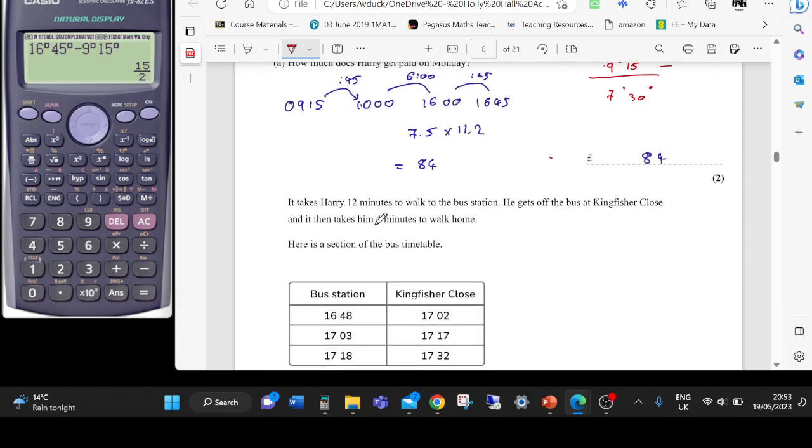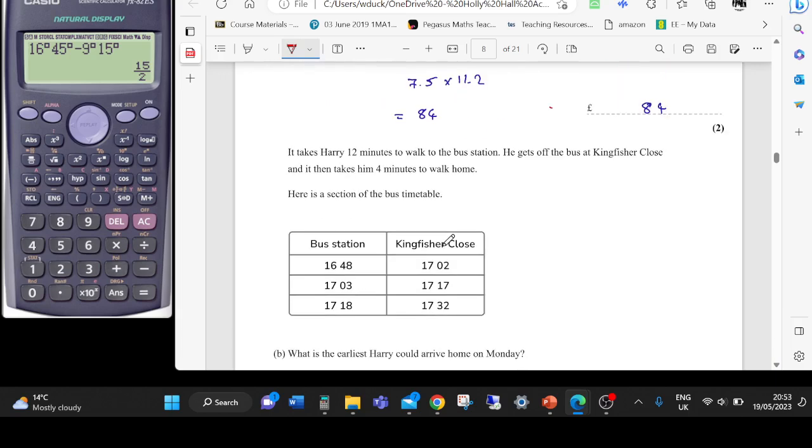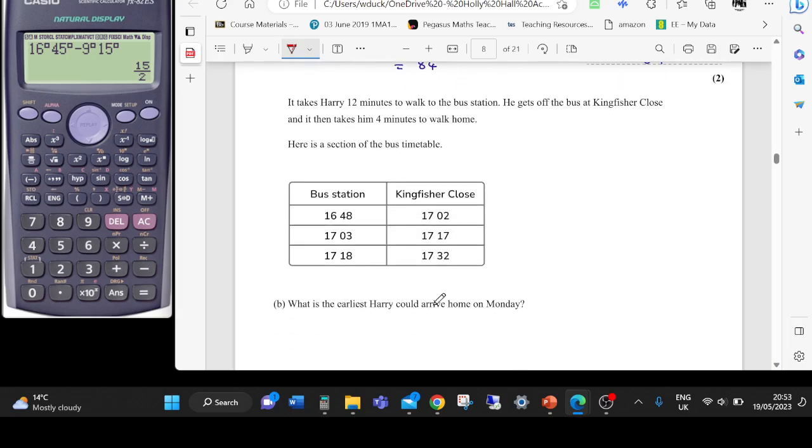Okay, it takes Harry 12 minutes to walk to the bus station. He gets off the bus at Kingfisher Close, and it takes him 4 minutes to walk home. Here is a selection of bus timetables. What is the earliest time Harry could arrive home on Monday?